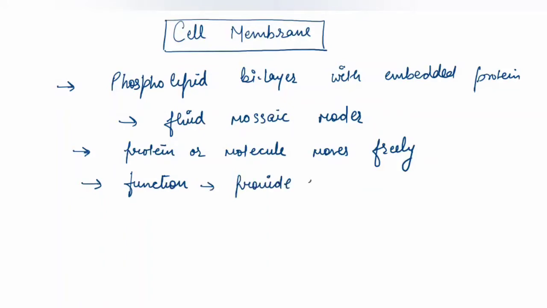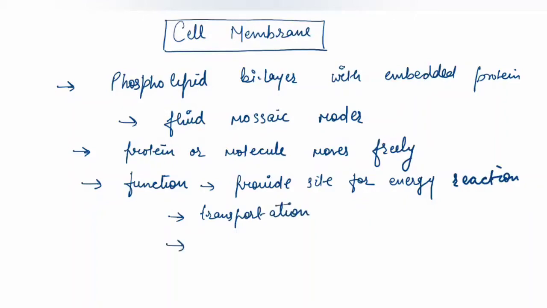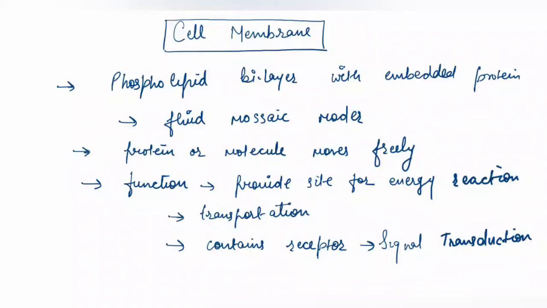They function as the site for energy synthesis, like in plant cells, or in bacterial cells also, like in cyanobacteria, where they perform the function of energy synthesis. They also help in transportation of molecules in and out of the cell. They contain receptors which act as signal receptors. Whenever, in the case of signal transduction, some signal is coming from the outside, they receive that, and further secondary processes happen inside the cell.